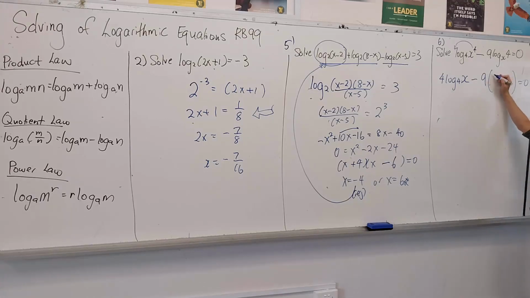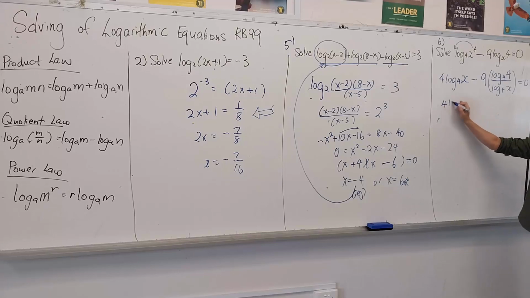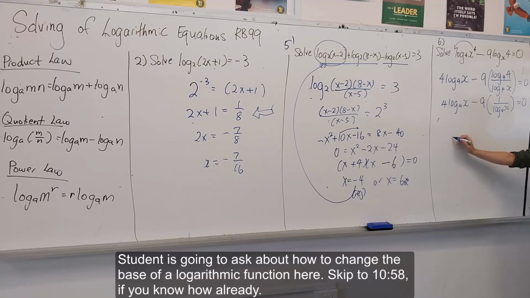So how do we change it? What base do you think we are going to use? We are going to use base 4. So both will become base 4 and the numerator, denominator. What value do we have here? The big number, right? Then the x. So what we will have is 9 bracket 1 over log base 4x equals to 0.